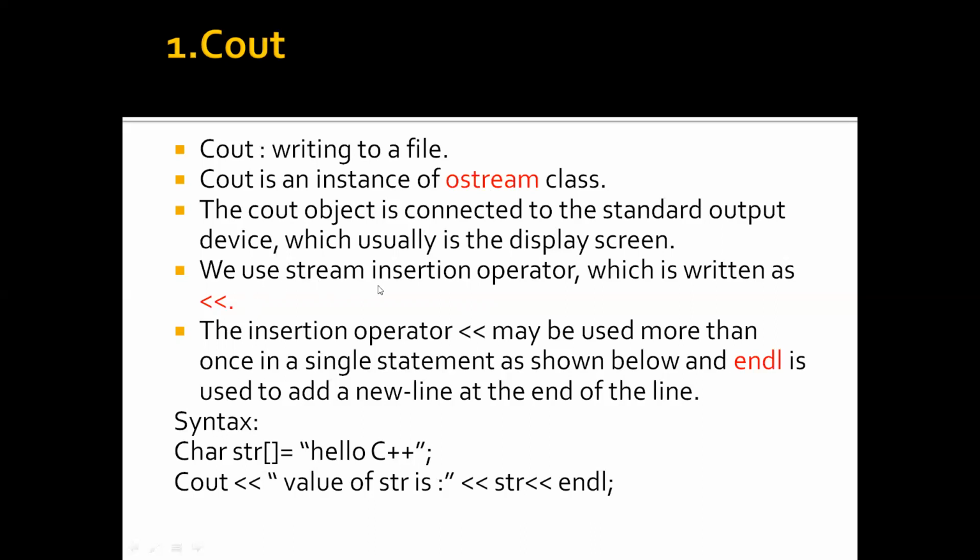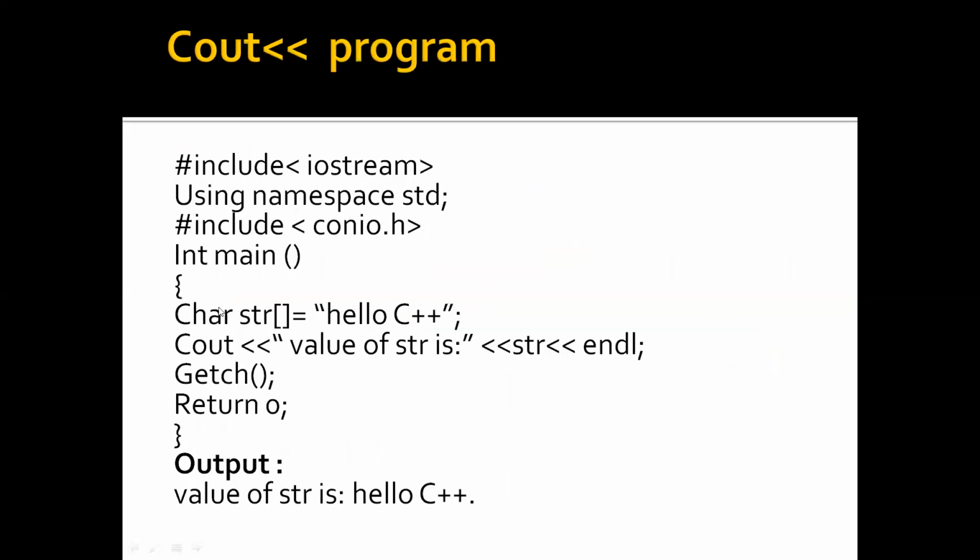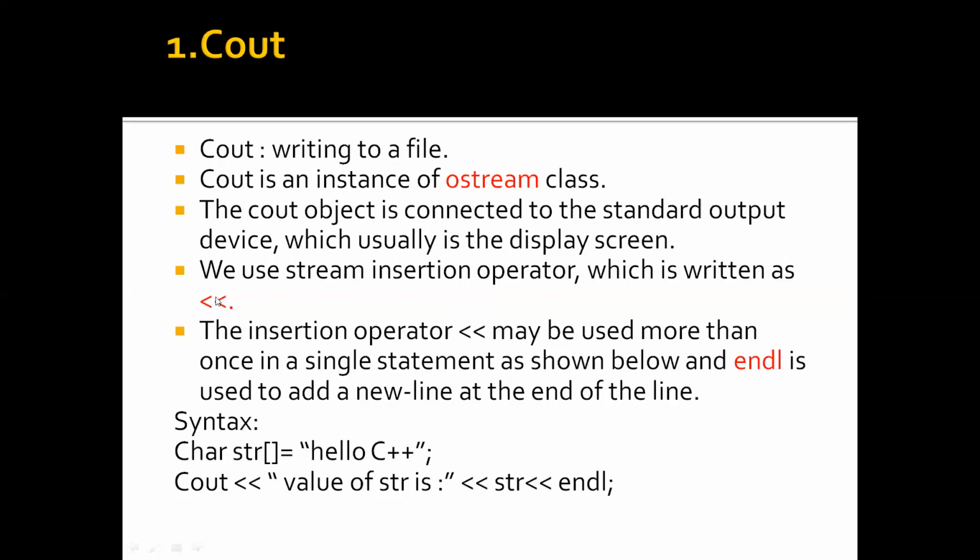We use the stream insertion operator, which is written as two less than symbols. This operator is nothing but the insertion operator. The insertion operator may be used more than once in a single statement, as shown below. And endl is used to add a new line at the end of the line.